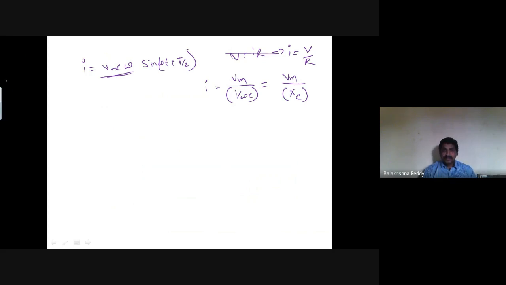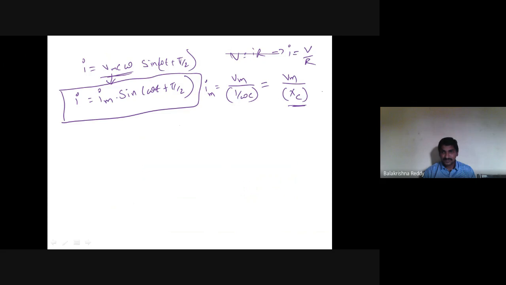Now this gives the resistance in the capacitor circuit. So instead of writing this, since Vm by 1 by omega C, I make this Im. So this part we can write as I equal to Im sine of omega t plus pi by 2. That is, this part I have changed to the maximum current.